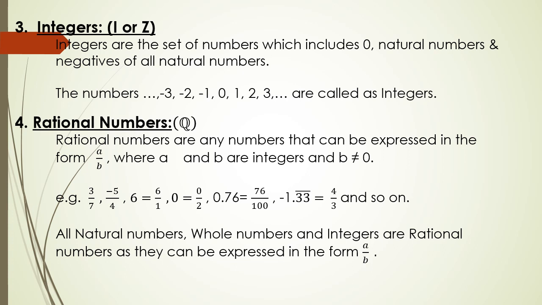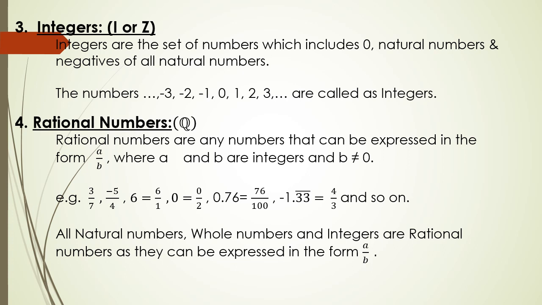Next, let us take number 6. We know that 6 is integer, natural number as well as whole number, but 6 can be also written in the form of A upon B, like 6 upon 1, where 6 and 1 both of them are integers. So 6 is also a rational number.